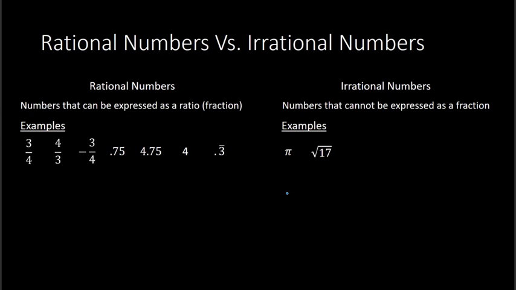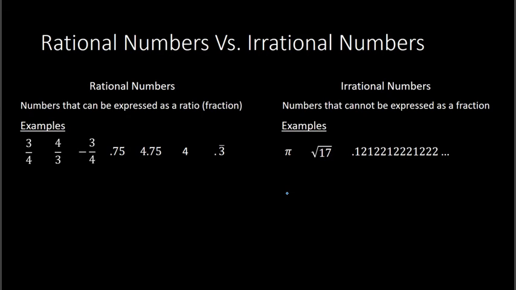The square root of 17 would be irrational. So it's not a perfect square. I cannot take the square root of 17 and get a whole number back out. So that would be irrational. If it was the square root of 16, the square root of 16 is 4, which would be rational, so that would be fine. But if it's not a perfect square, then it would be irrational.